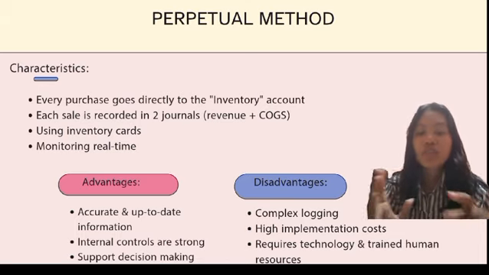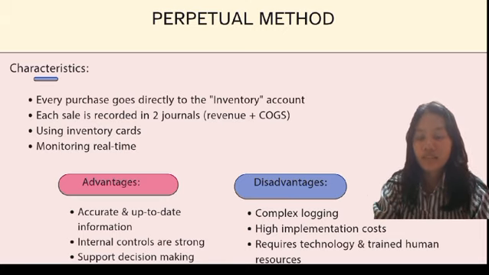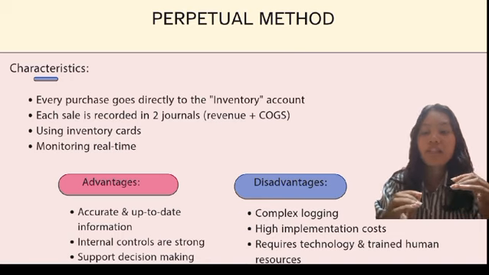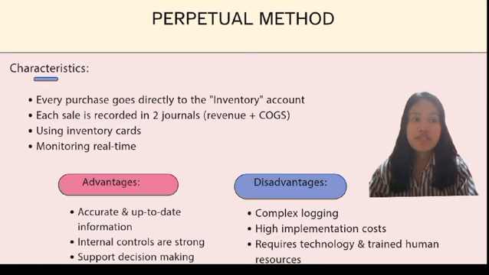The supply card is used to log in and out of the items in detail. The system enables real-time supply monitoring. Horngren, Harrison, and Oliver explained that the perpetual method provides more accurate and up-to-date information on supply levels, facilitates internal control, and assists management in decision-making.